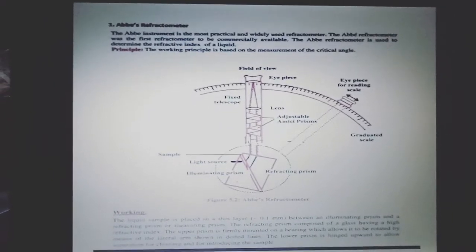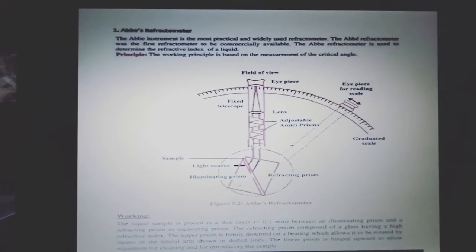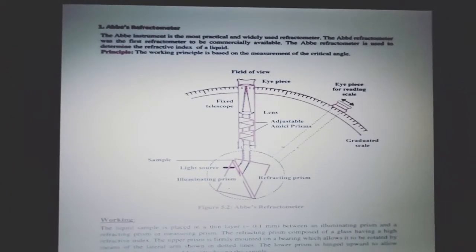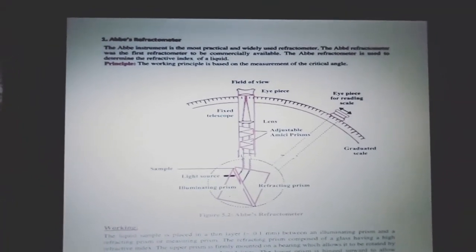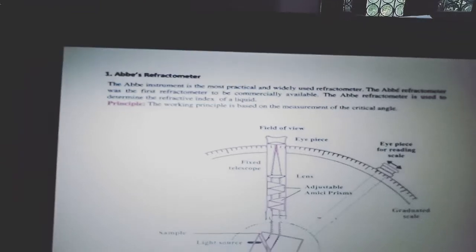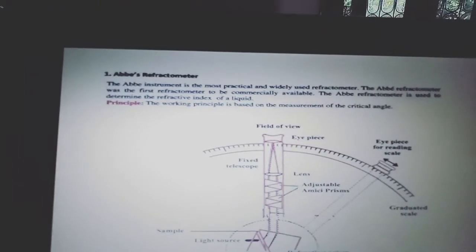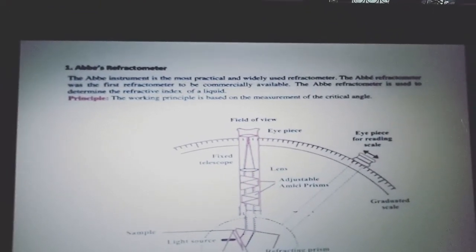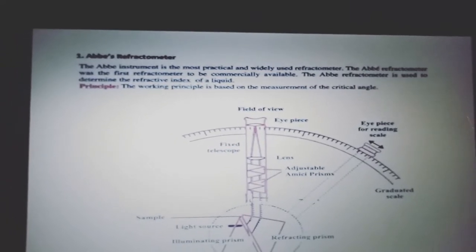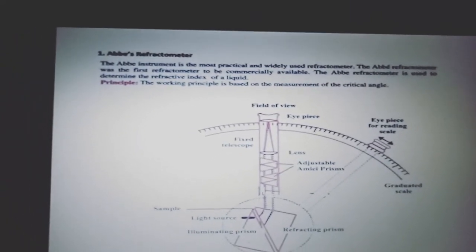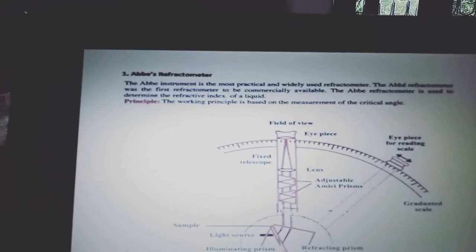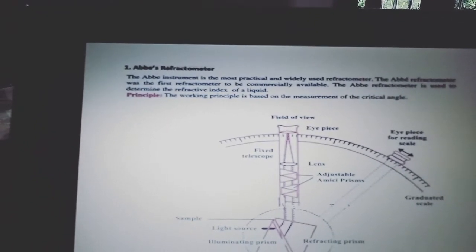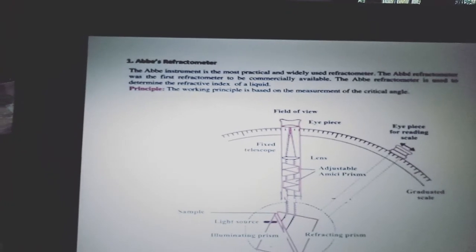This diagram shows the Abbe's refractometer. The Abbe's instrument is the most practical and widely used refractometer. The Abbe's refractometer was the first refractometer to be commercially available, and it is used to determine the refractive index of a liquid. Now, the principle is that it is based upon the measurement of critical angle. Means in Abbe's refractometer, we measure the critical angle.